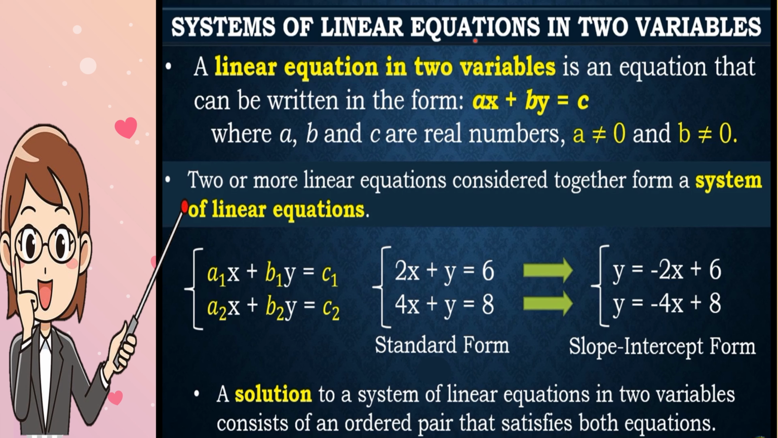And there we have our solution. A solution to a system of linear equations in two variables consists of an ordered pair that satisfies both equations. Meaning to say, the values of x and y in that particular point will satisfy both equations. So, hindi lang dapat siya dito sa isang equation mag-satisfy. Dapat sa kanilang dalawa kasi system of linear equations na po yung pinag-uusapan natin.